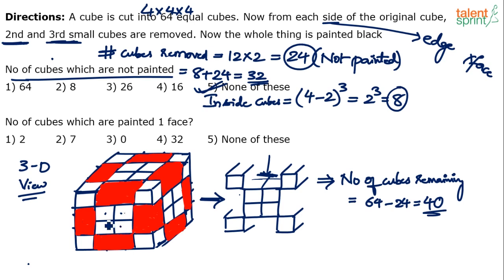If you observe these 4 cubes, you may feel that these 4 have been painted only on one face, only on the front face. But actually, these 4 have been painted on more than one face. Why? See, these 2 cubes here have been removed.